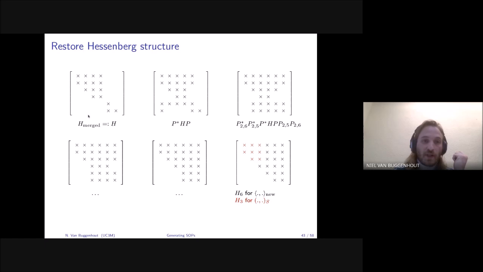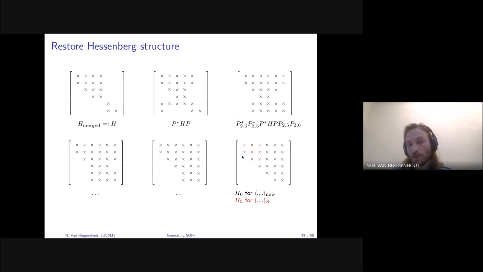So on the left you see the merged state, where we just put the solution on the diagonal, and then after introducing the weight vector, we see that we get some disturbance of the Hessenberg structure. And then we keep multiplying with plane rotations until we have restored on the right lower corner our Hessenberg structure.